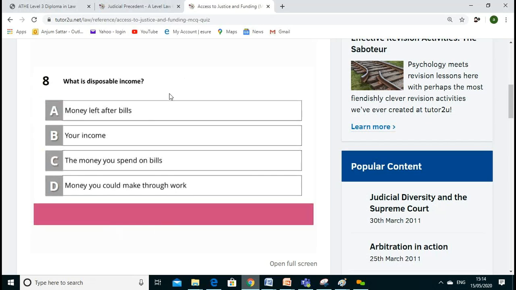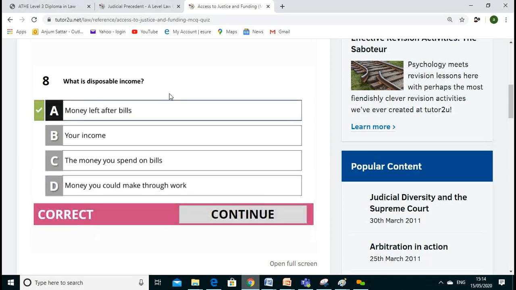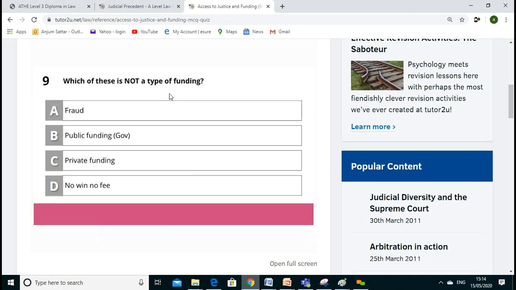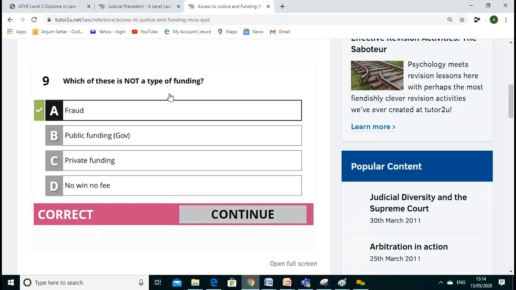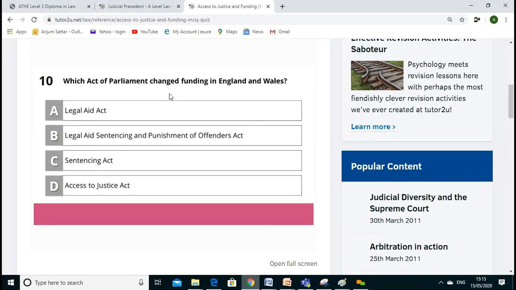Okay, what is disposable income? Courts check your disposable income to claim public funding, which is called legal aid. So it's A, money left after bills. Yes, that's right. Well done. Okay, next, which of these is not a type of funding? It's fraud. Fraud, okay, yes.